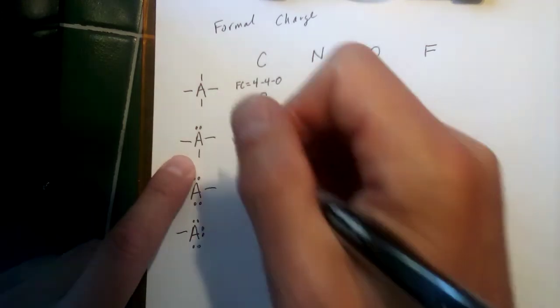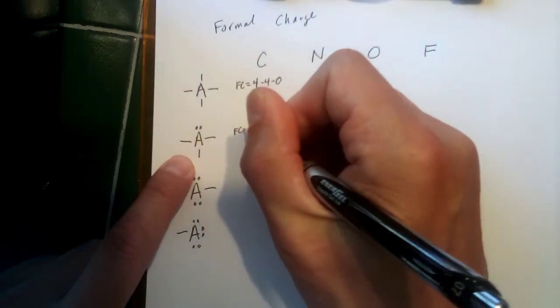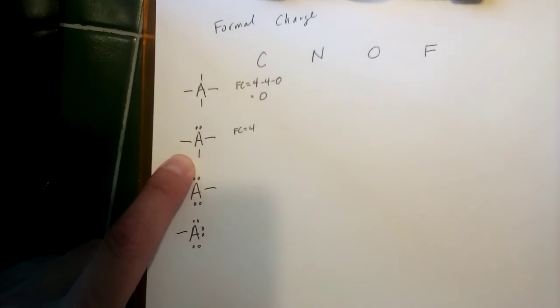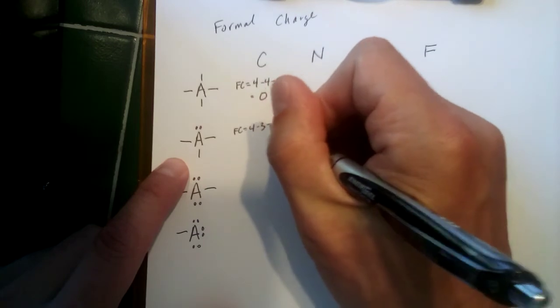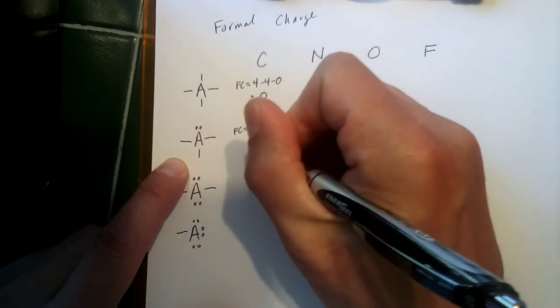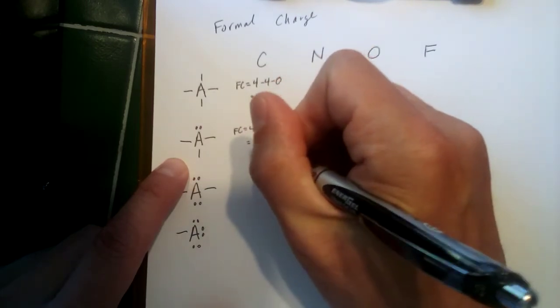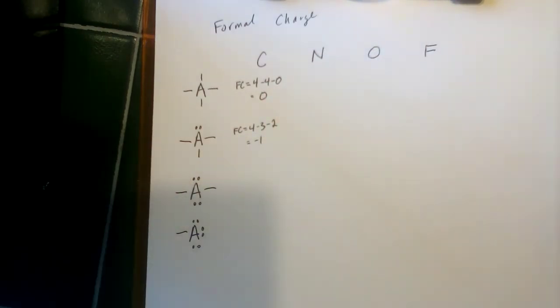Well, what would be the formal charge here? Still 4 when we start with carbon, since carbon starts with 4 valence electrons. But in this structure, there's 3 bonds, and there's 2 non-bonding electrons. So 4 minus 3 minus 2 is -1. Possible, right? We will see a carbon like that occasionally.